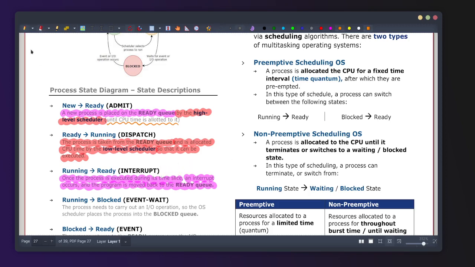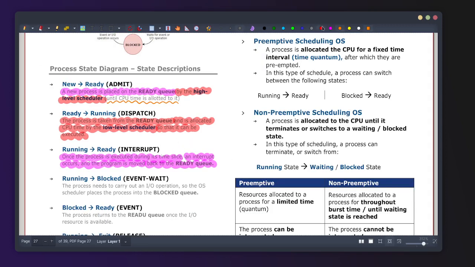Then what happens if the process goes from running state to blocked state? We call that the event wait process. What happens when a process goes from running to blocked? The process needs to carry out an I/O operation. So the operating system scheduler places the process into a blocked queue. Okay, we are learning about a new queue here. We learned about the ready queue, but now we have something called a blocked queue. So the idea is when a process is doing a task, sometimes the process might require a further I/O operation or event to take place.